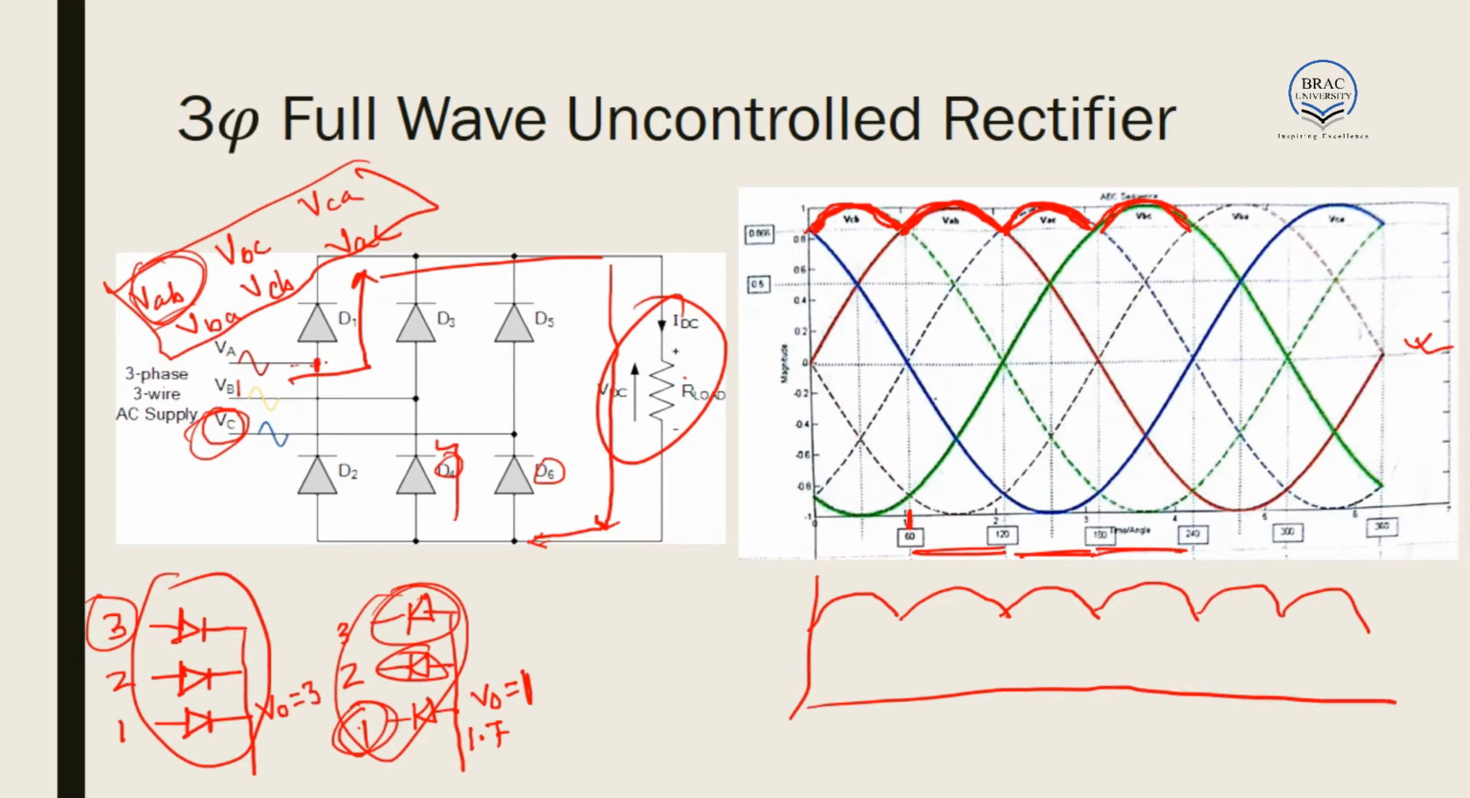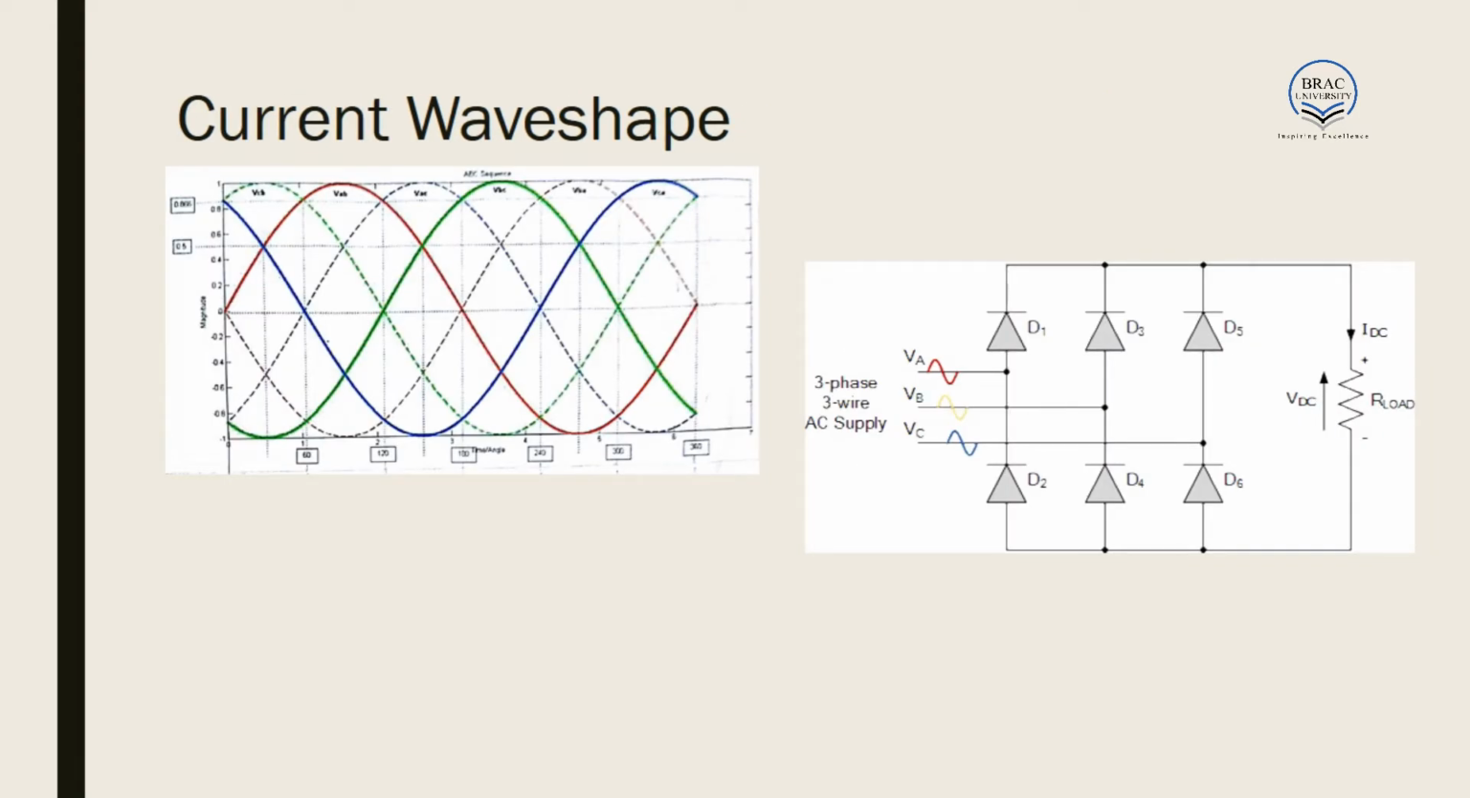Here we have our 0 point. The output will look something like this. Each of the components is actually the highest part of the line to line voltage. Now let us look at the current wave shapes. We know the current wave shape will follow this pattern. The voltage wave shape will follow this output pattern, and this will help us determine the current wave shape.